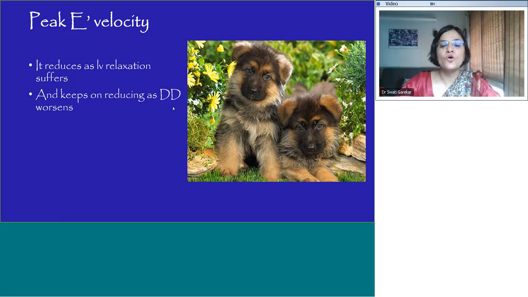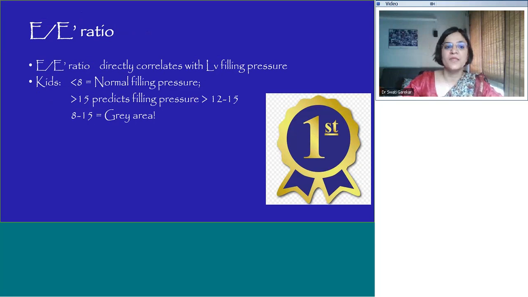The peak E velocity, like I mentioned before, consistently reduces as LV relaxation suffers and as LV compliance suffers. It's pretty faithful. It isn't like the peak E wave, if you recall. The peak E wave in early diastolic dysfunction behaves differently compared to how it looks when there is severe diastolic dysfunction. It's like a faithful beast, peak E prime velocity.